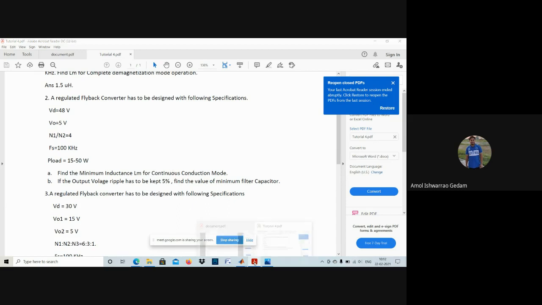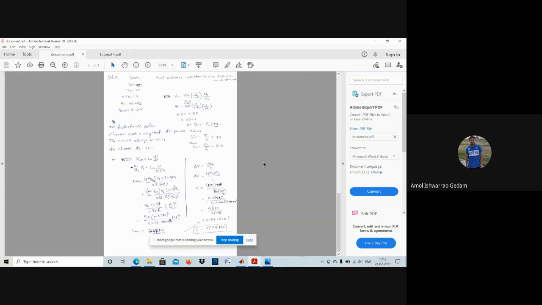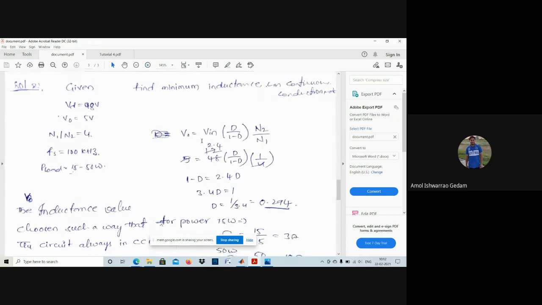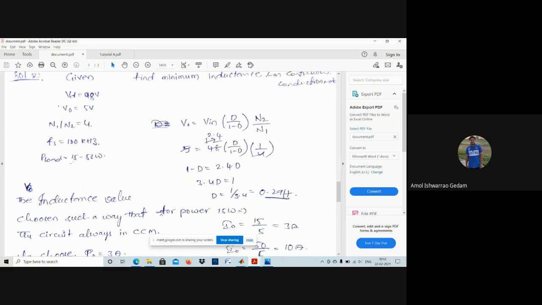So this is the problem. I think you have this answer. So from volt second balance, we get the voltage gain V naught by V in is equal to D by 1 minus D into N2 by N1. If you keep the values, you will get D is equal to 0.294.